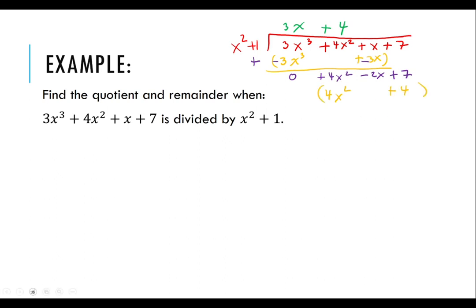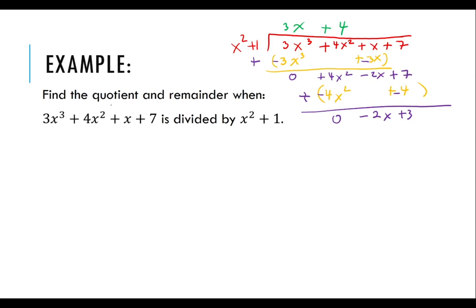Then we have the subtraction stage. That is minus all of this, so I can distribute that negative. That's minus 4x squared minus 4. So 4x squared minus 4x squared is 0. We're left over with negative 2x. 7 minus 4 is positive 3. So I get negative 2x plus 3.